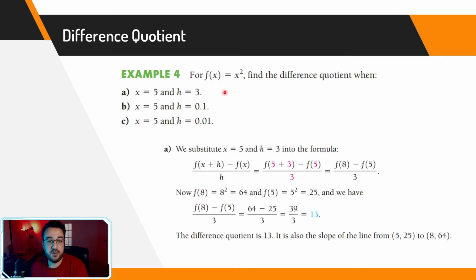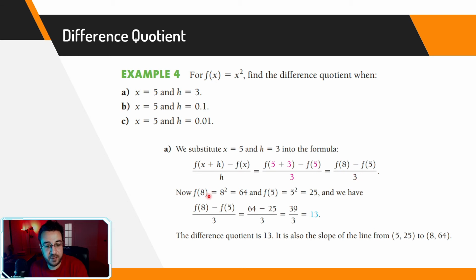Example: if you have f of x equal x squared, find the difference quotient when x equals 5 and h equals 3. That's easy. We have this equation in mind, f of x plus h minus f of x over h. We have h as 3, we have x as 5, so f of 5 plus 3 minus f of 5, that's what we have here, over h, which is 3. That will give you f of 8 minus f of 5 over 3.